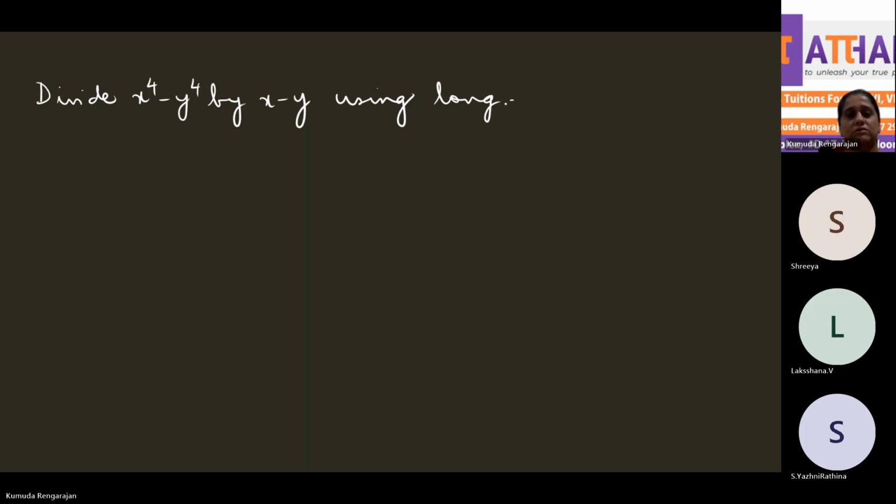Okay, so divide x to the power 4 minus y to the power 4 by x minus y using long division method, and find the quotient and remainder. All right.